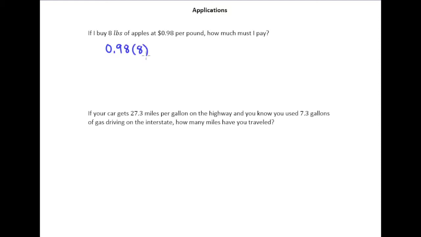times 8. So I'll go ahead and set this up as vertical multiplication. I'm putting 0.98 on top because it has more digits than 8. And remember, we count up the number of place values to the right of the decimal. So there are 2 in this number, and of course 0 in this number, giving us a total of 2. And then we multiply as if this was 98 times 8, so 8 times 8 is 64. 8 times 9 is 72, plus 6 is 78. And so we need to move the decimal point back 2 places.